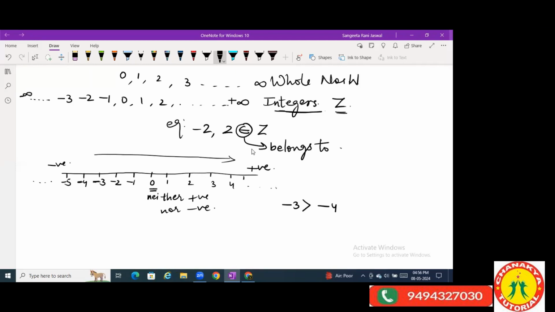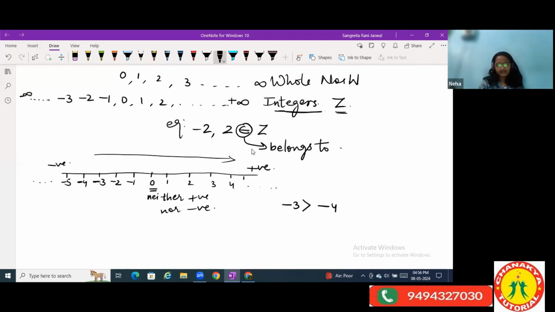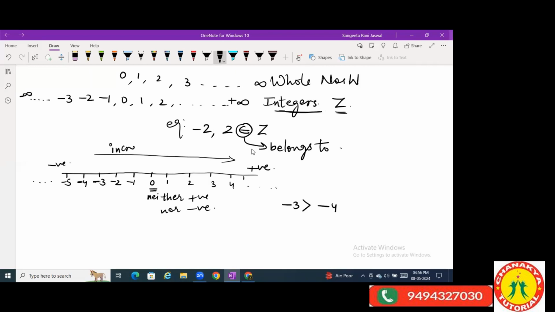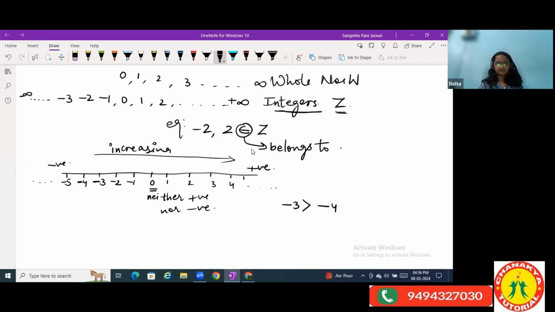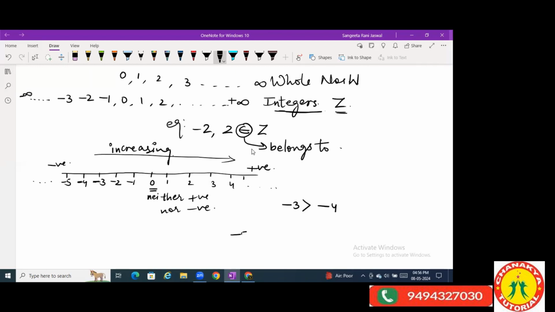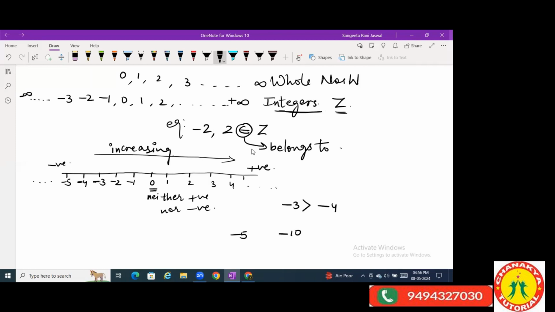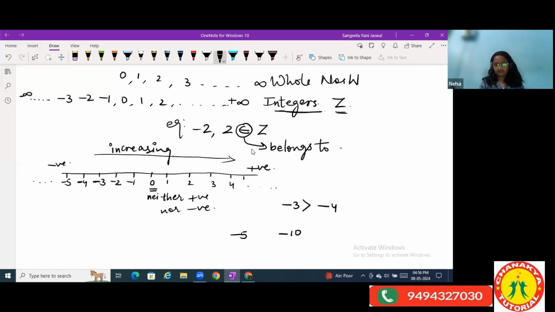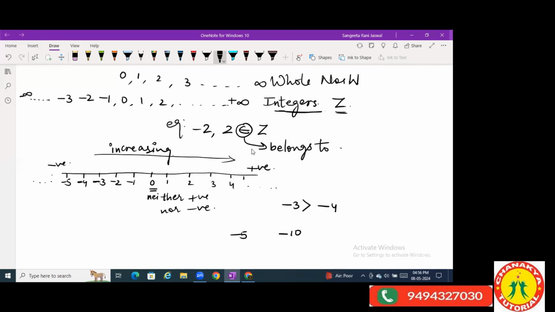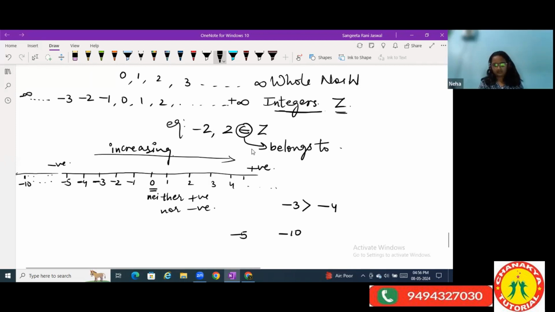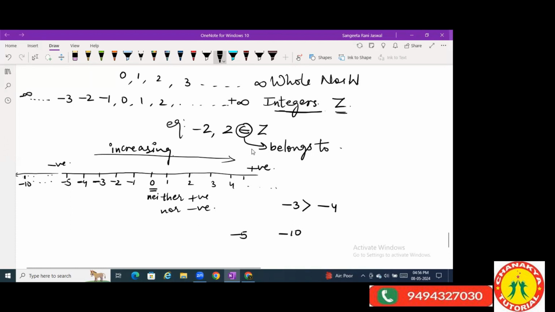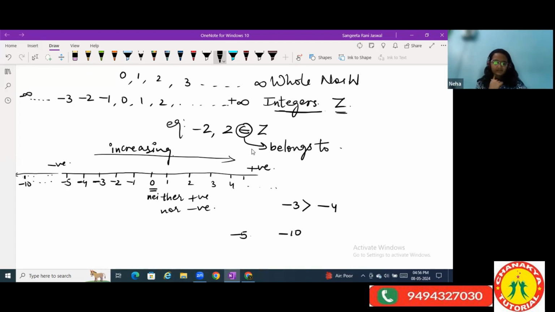Understood it? Numbers are increasing towards the right side. Suppose I give you minus 5 and minus 10. Which is greater? Minus 5, because you see which number is towards the right side on the number line. Minus 10 will come somewhere towards the extreme end. That is, minus 10 is less than minus 5.